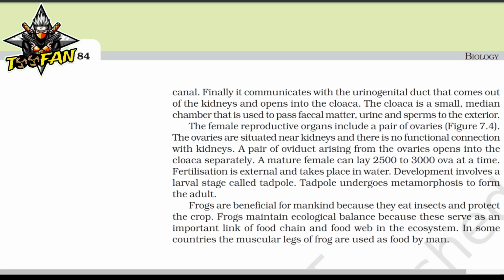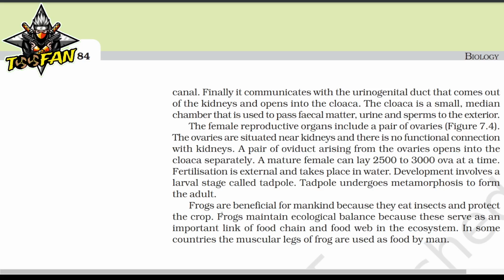The female reproductive organs include a pair of ovaries. The ovaries are situated near the kidneys and there is no functional connection with the kidneys. A pair of oviducts arising from the ovaries opens into the cloaca separately. A mature female can lay 2500 to 3000 ova at a time. Fertilization is external and takes place in water. Development involves a larval stage called tadpole. Tadpole undergoes metamorphosis to form the adult.